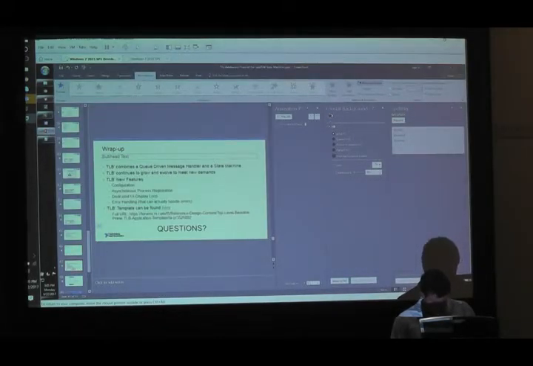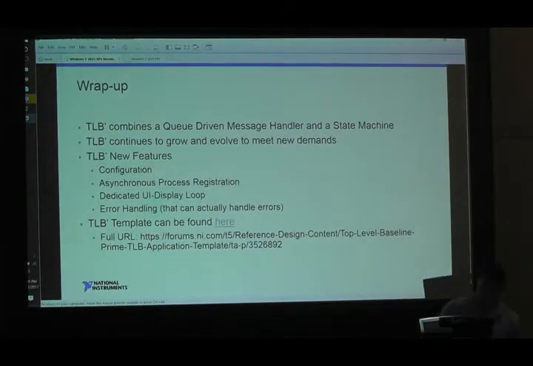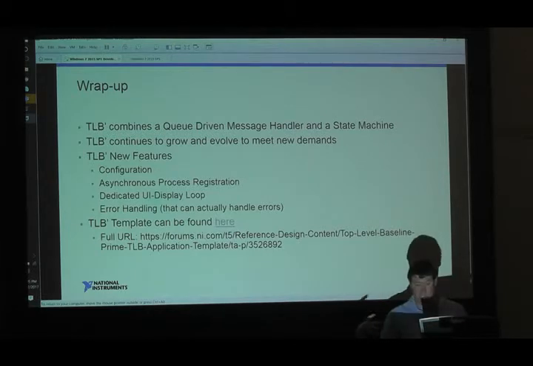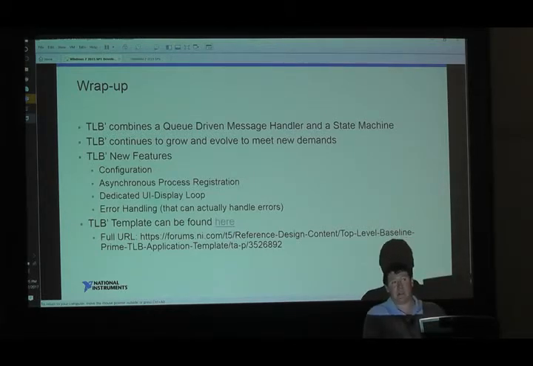So what does this mean for where we got to? TLB prime, just as a recap of what we did: we have a queue-driven message handler and a state machine. TLB prime now has the ability to essentially have new demands. So folks are still working on this.